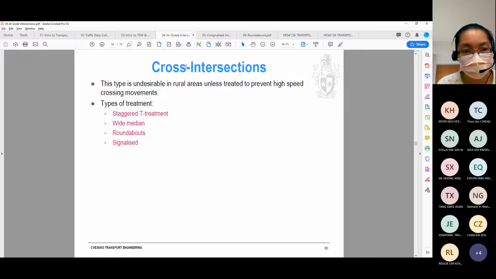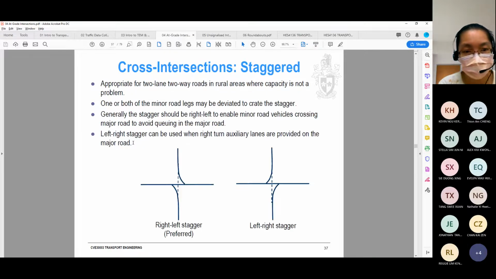Okay, and then we have cross intersections. Treatment-wise, we can use a staggered T treatment, wide median, roundabouts, and signalized. Staggering means instead of a cross intersection, we will divide that into two, separating the intersection into two T intersections.